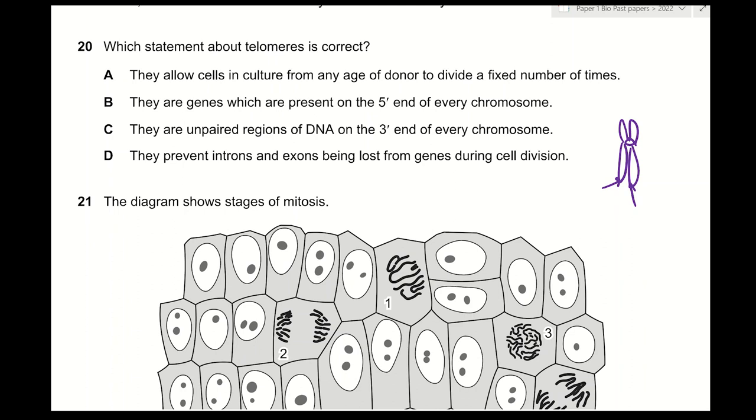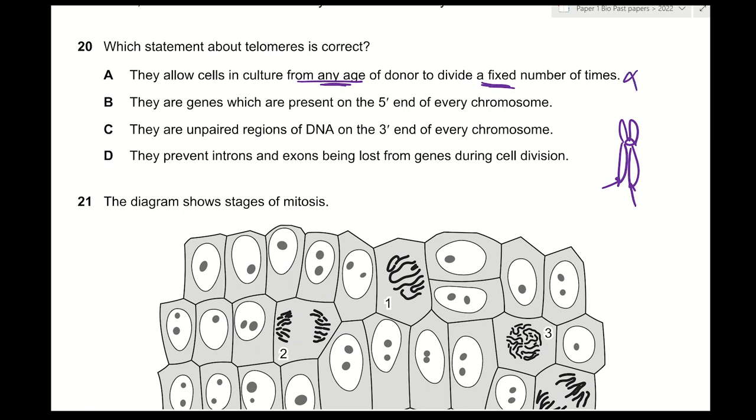A. They allow cells in culture from any age of donor to divide a fixed number of times. So here, because it said from any age, this is incorrect, because obviously, as the person's age increases, the telomere size actually decreases. And if the telomeres decrease, this means that they are not able to divide a fixed number of times. They actually divide less number of times. Therefore, this is incorrect.